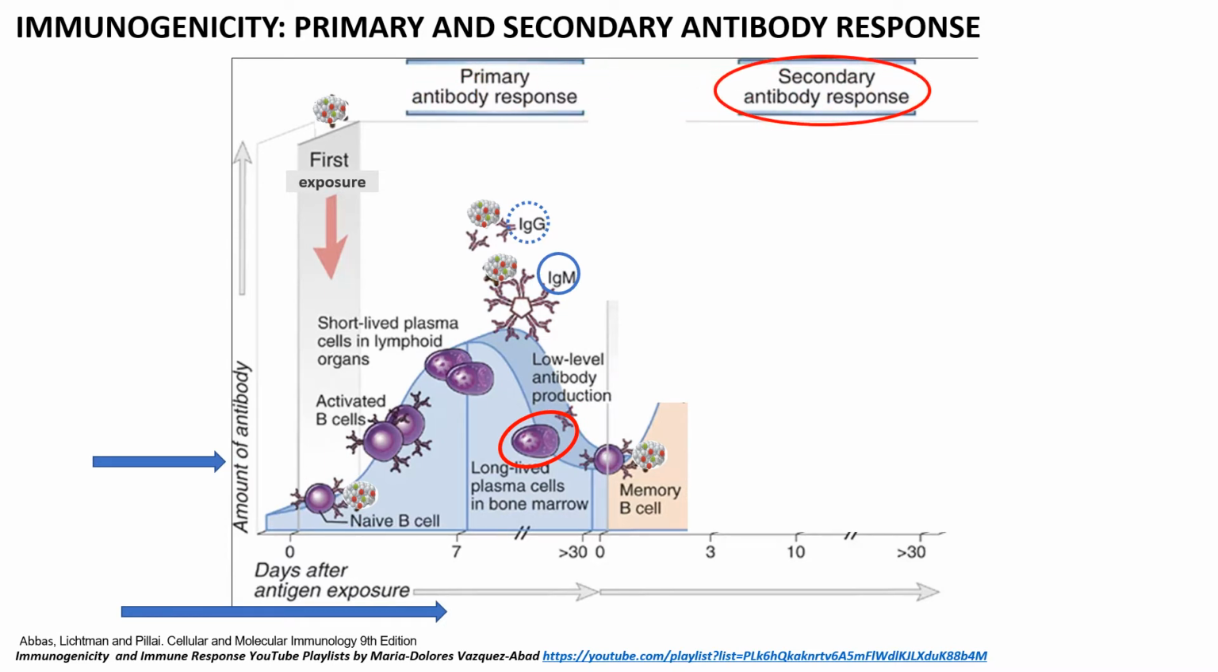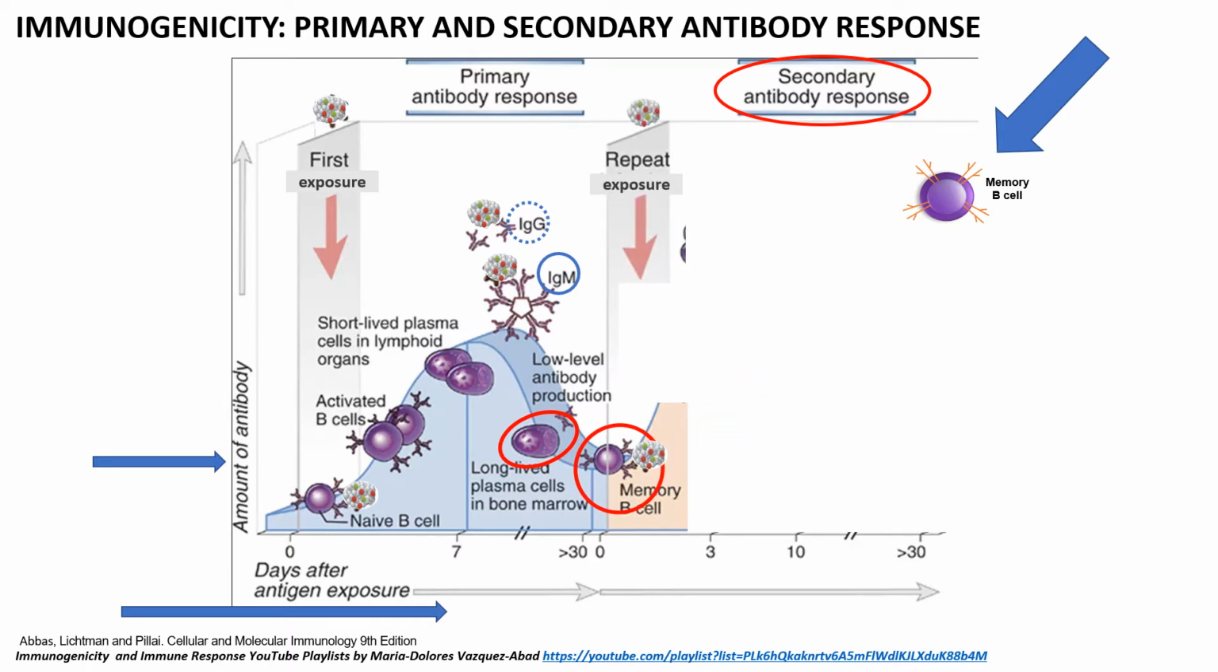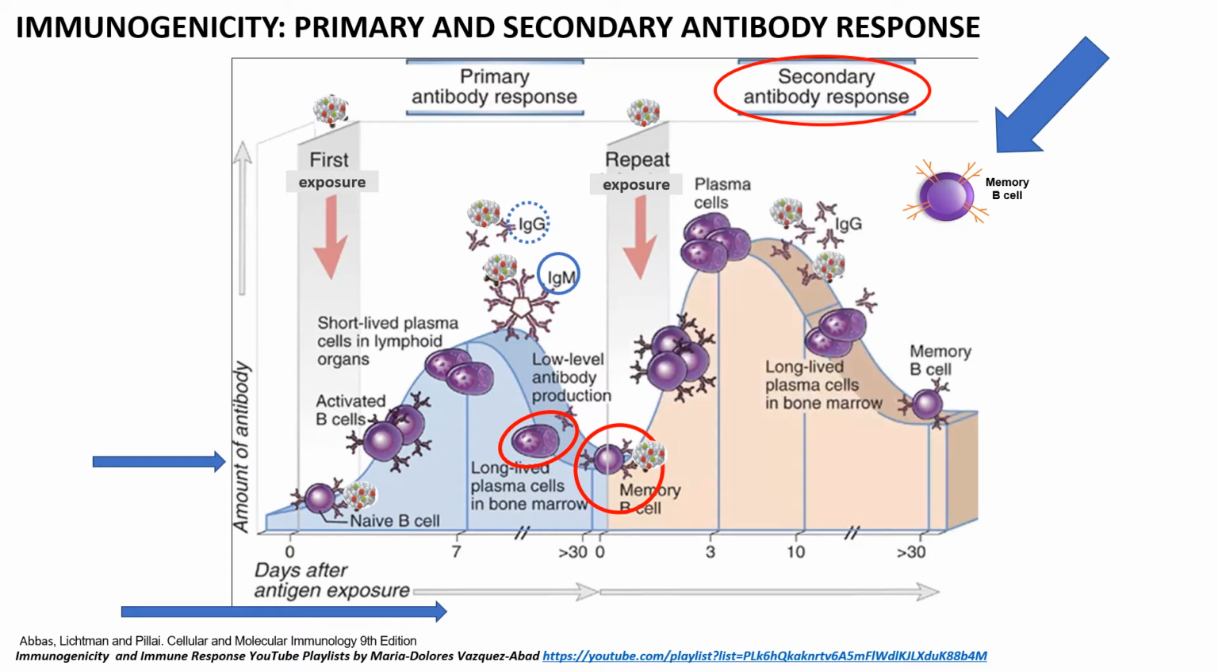Let's talk about secondary antibody response, and now we are going to talk about the role of memory B cells. These memory B cells are the ones that are going to remain in the body, and on repeat exposure to the same drug, what happens with this memory B cell is that it will mature and produce the plasma cells that identify the same drug very quickly.